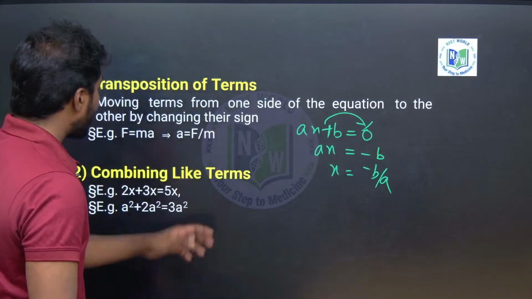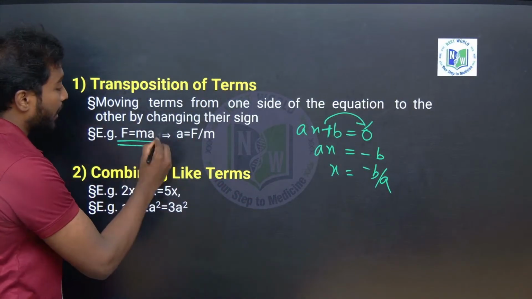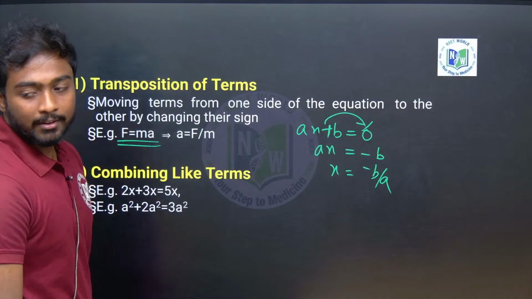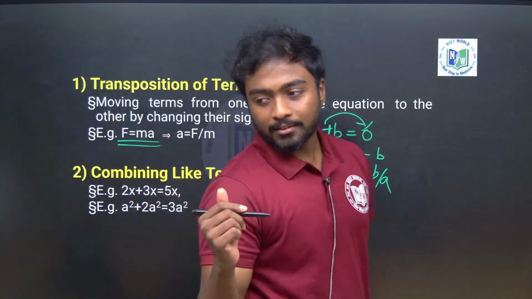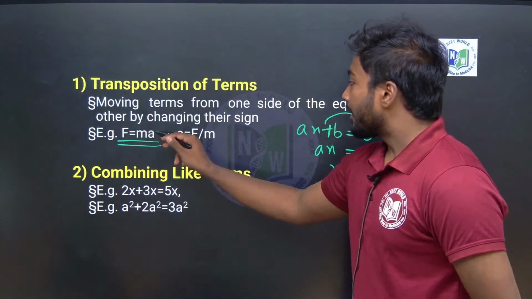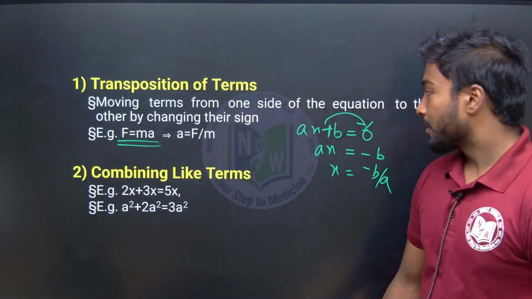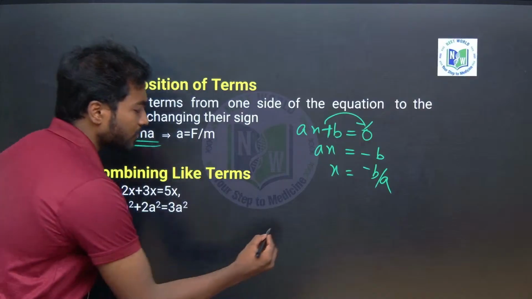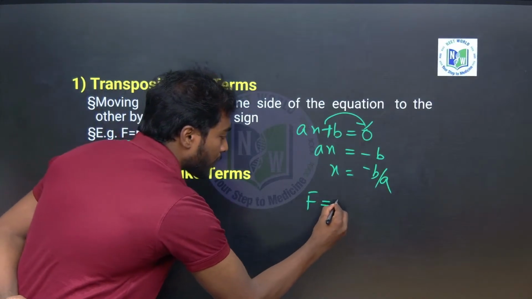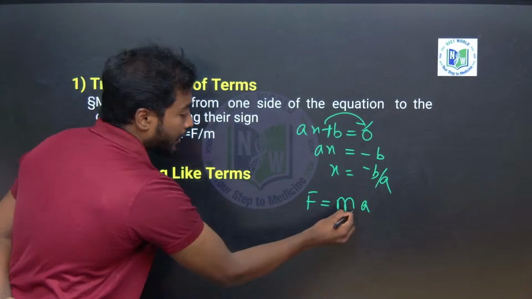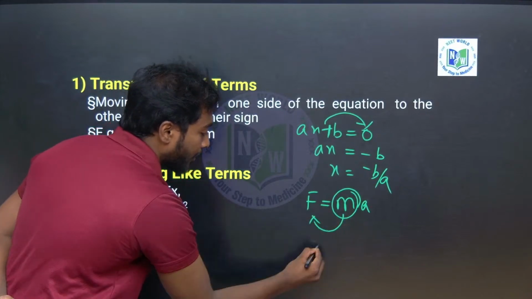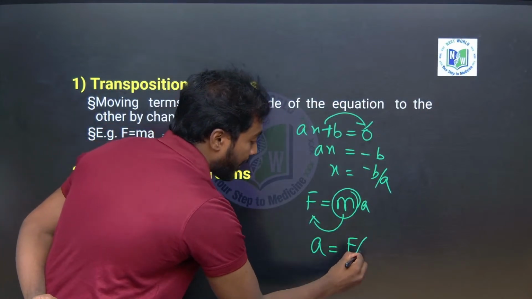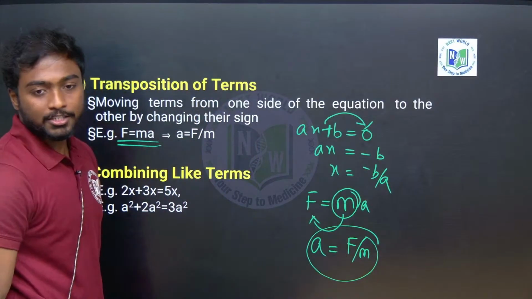For example, I have taken here F is equal to ma. This is a force equation, right. F is equal to ma, where F is force, m is mass and a is the acceleration. If I want to find the acceleration, F is equal to m into a. Take this m to the other side, and I get force by mass as the acceleration.